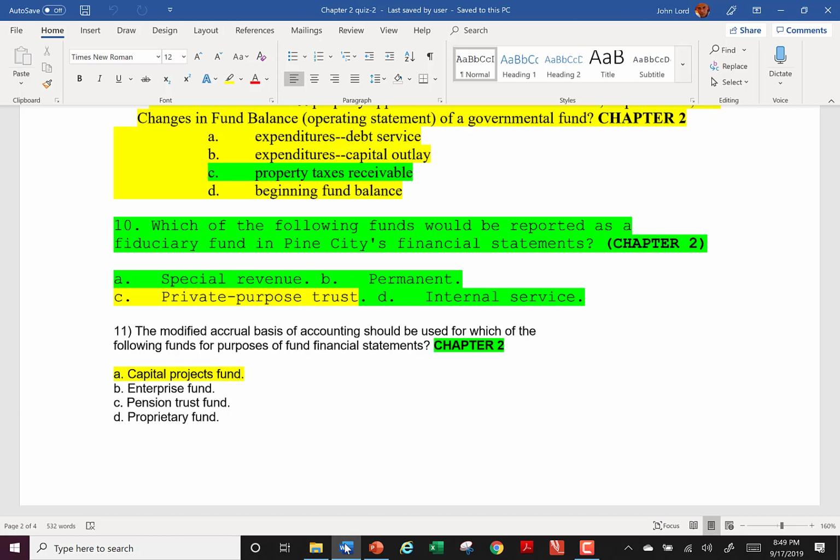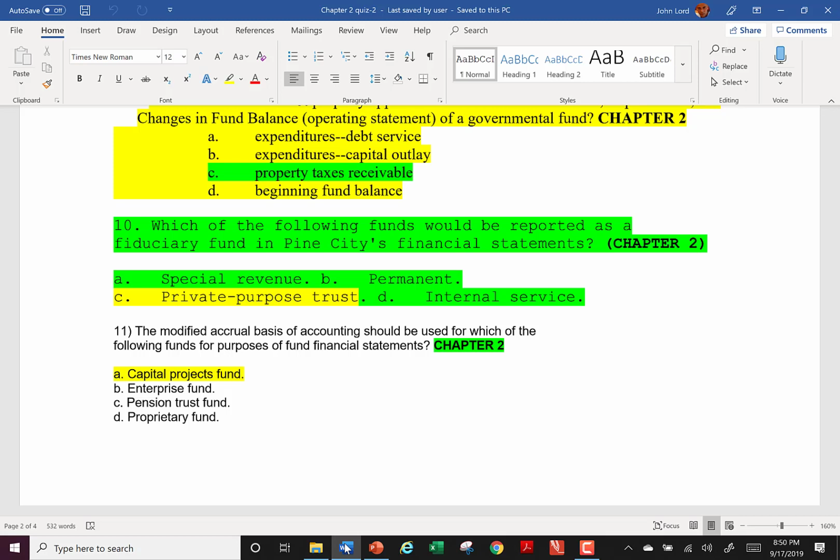Yes, you're right. At the government-wide level, we consolidate into our governmental activities our general fund, special revenue fund, debt service fund, capital project fund, permanent fund. Our internal service fund, the ISF, goes to the governmental activities. The enterprise fund goes to the business-type activities.